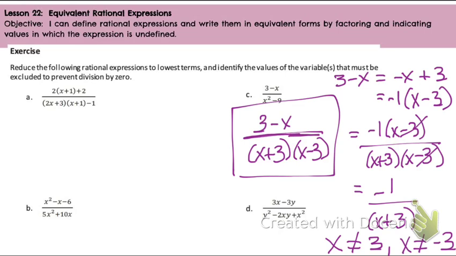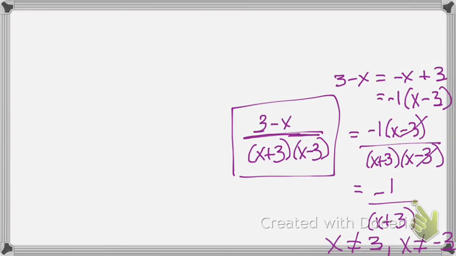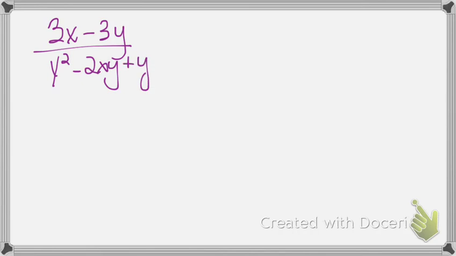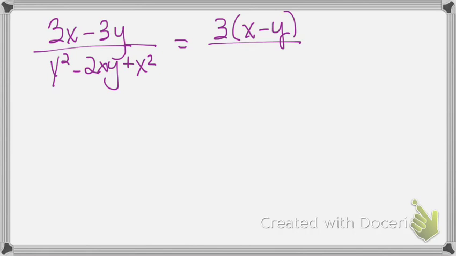Alright, for letter D, I'm just going to write it on a separate little whiteboard here. I have 3x minus 3y over y squared minus 2xy plus x squared. So looking at my numerator, I should be able to notice that I can factor 3 out of there: 3 times x minus y. And my denominator, that's a perfect square trinomial. That is y minus x times y minus x.